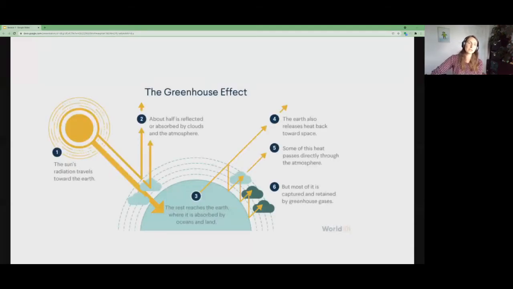It can't escape. So a similar effect happens with the greenhouse gases when we've got too many greenhouse gases in our atmosphere. Usually there would be a balance, where the same amount of energy is emitted away from Earth as arrives at Earth. But because we get this effect with our increased greenhouse gas emissions, the Earth is getting warmer and warmer.